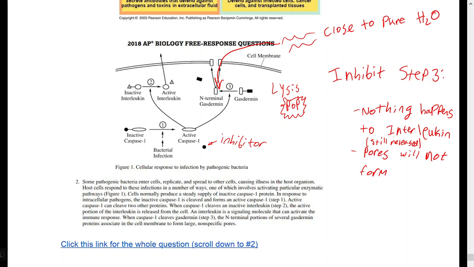Interleukin, it says, is a signaling molecule that can activate the immune response, right? So that's what the point of releasing the interleukin is. And then you want to kill the infected cell so it doesn't start infecting other cells, right? So that is the immune system. That is the big idea of the immune system, and we've worked out one of these AP Bio questions.